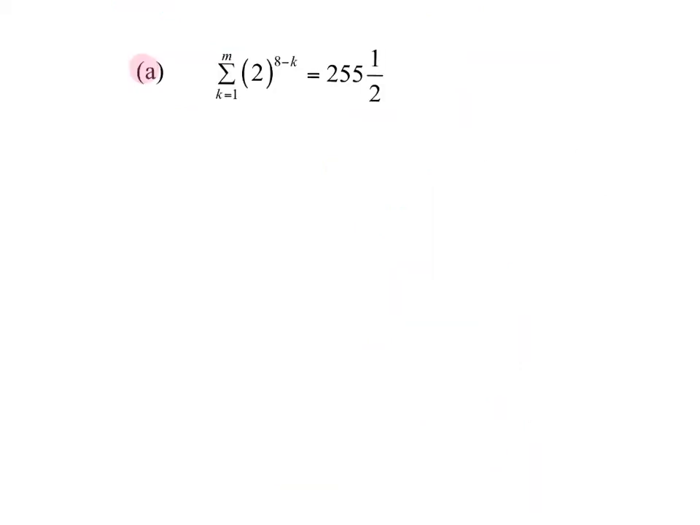Question 7a. You need to find m, so this is the same question as the one before. It's now just in sigma form. Okay, so let's go for it. Sigma means sum, so you've been given the sum, right? That is the sum, and that part there, of course, is the general term. So in other words, work out the first 3 terms.